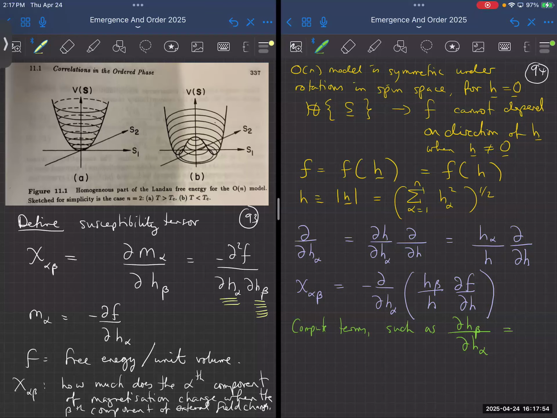dh beta by dh alpha. Beta can be any number from 1 to n. It means a component, one of the components, say x, y, z. So this would be like saying dx by dy. I've got a vector r, dx by dy. X and y are independent variables. So dx by dy is equal to what? 0. And what is dx by dx? 1, exactly. So dh beta by dh alpha is what? Exactly. So that would be delta alpha beta. Okay. So that's the only thing you have to know here.